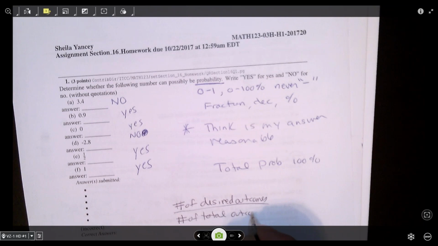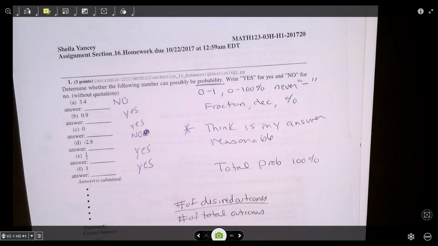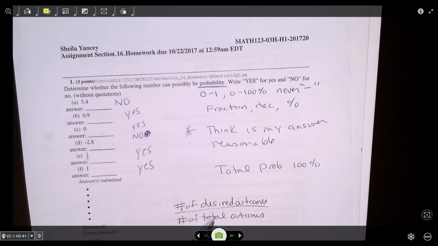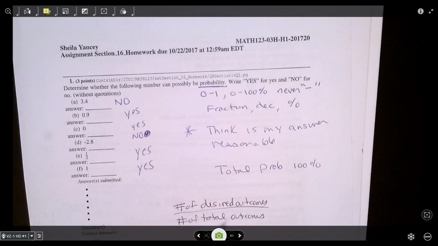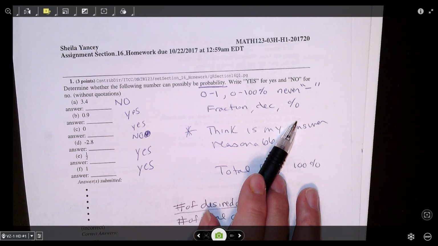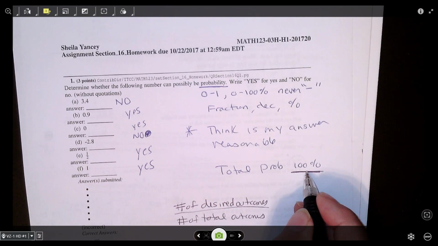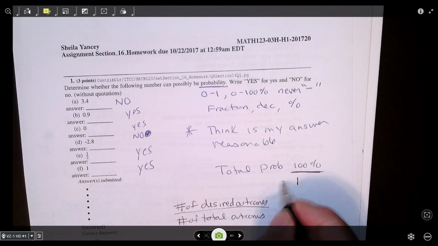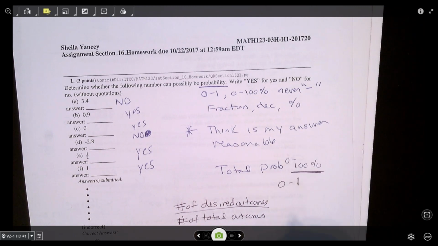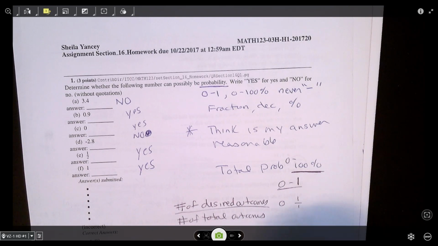Sometimes it's not so easy to determine how many of each you have. The first question is just asking you about how we can write these things. They can be written in fraction form, decimal form, or as percents. All of probability has to add up to 100%. That's what it is as a percent. It would be 1. So 0 to 1, 0 to 100, or as a decimal, 0 to 1, or as a fraction, 0 to 1 over 1.